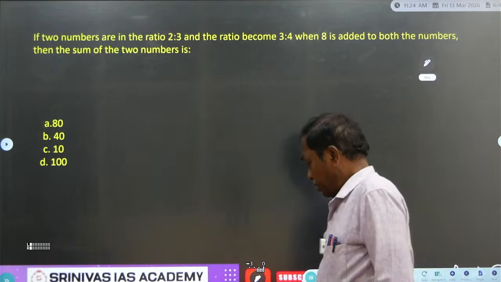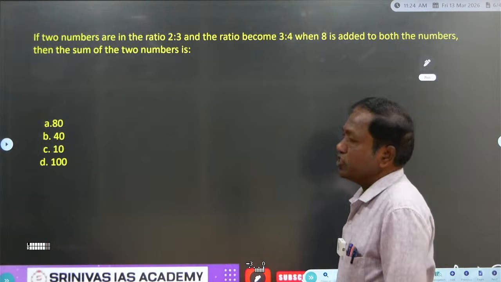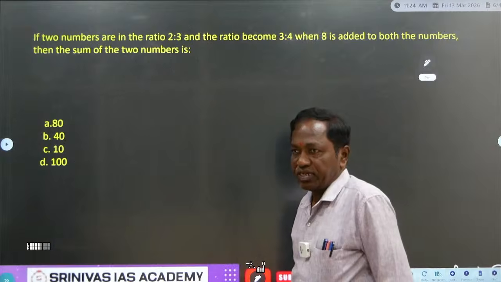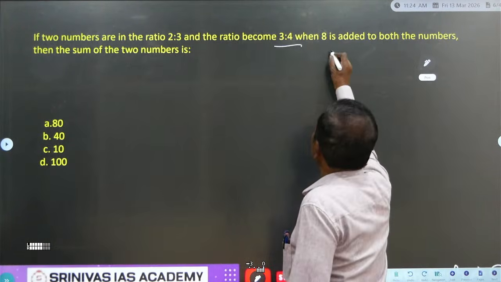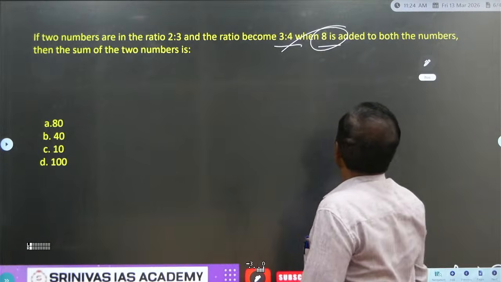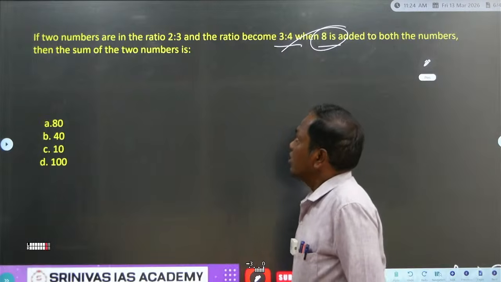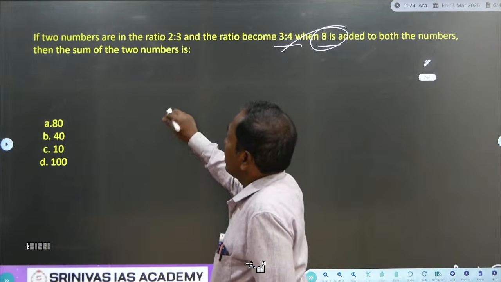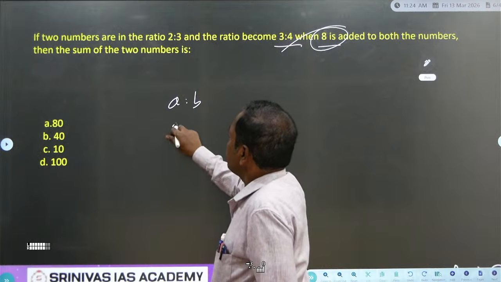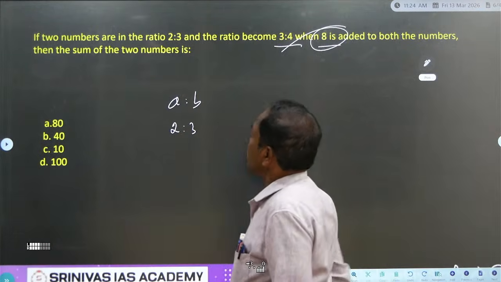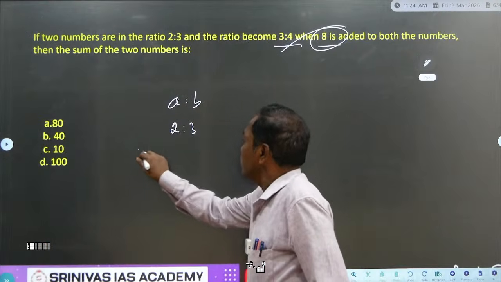Now, see, move to the next question. If two numbers are in the ratio 2 is to 3 and the ratio becomes 3 is to 4 when 8 is added to both the numbers, then the sum of the two numbers is. Now there are two numbers, okay, and let us say A is to B, two numbers. What is the ratio of these two numbers? 2 is to 3, and see the ratio becomes 3 is to 4.